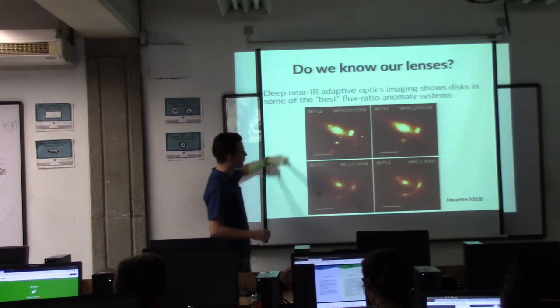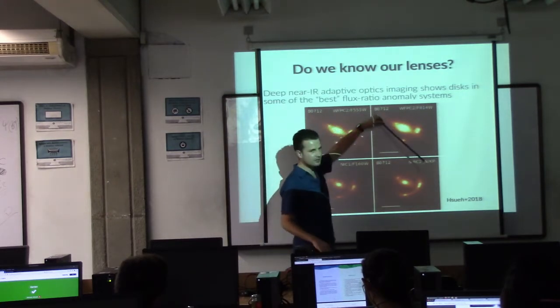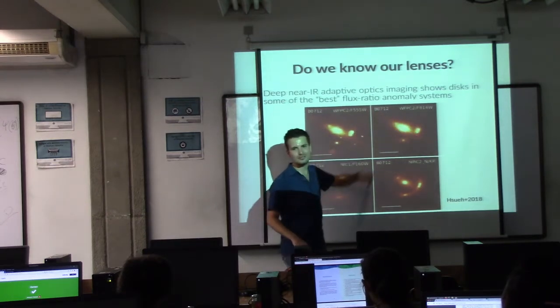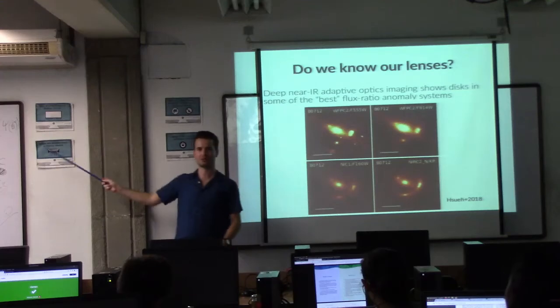And if you might be able to see it, in her very deep observation, she found there is a disk going on straight through these images, which messes up your lens model.